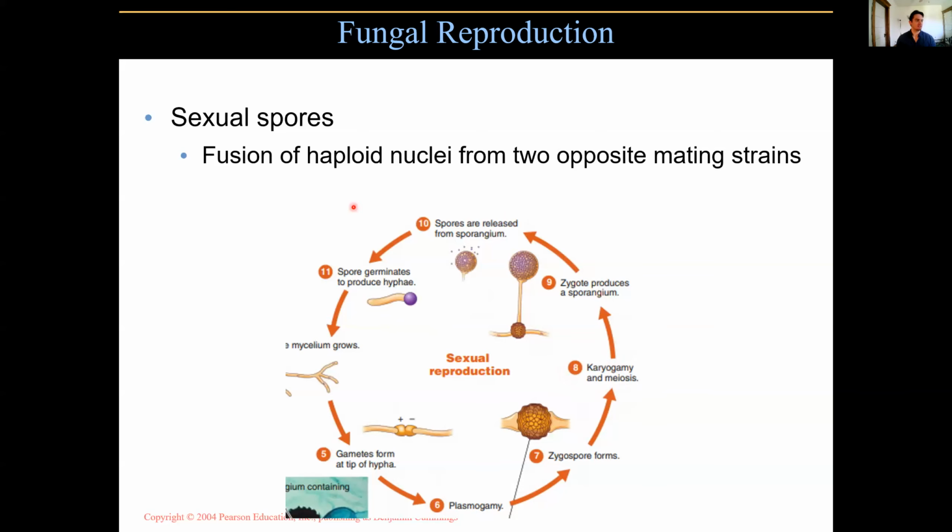And then again, this should look familiar because this is the same process that the asexual reproduction followed. So the zygote will then produce a sporangium. The sporangium will burst and the spores will be released. The spores will germinate and a hyphae will be produced, and then the mycelium will start growing in. But notice again that from this point on, you could move back to asexual reproduction and vice versa.